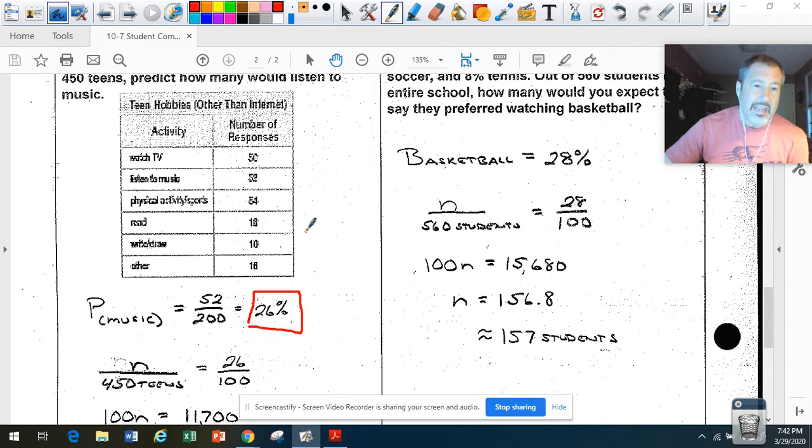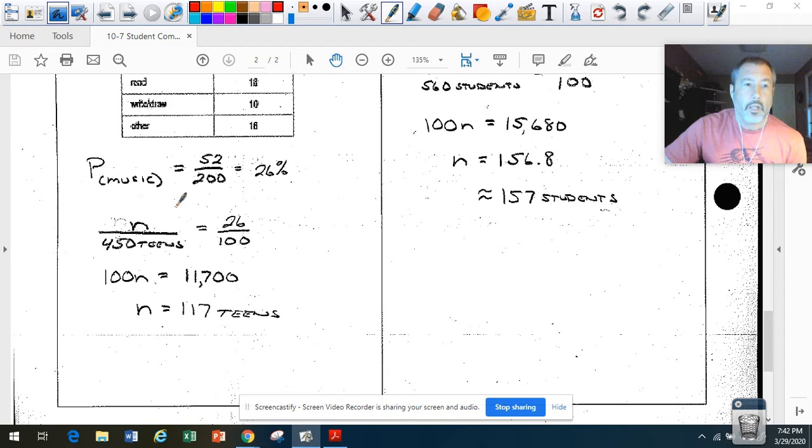So if we're saying, hey, what if we had 450 of those kids? Okay, so our total teens that we're talking about now is 450. So all we're doing, we have our N, that's our number of teens. We do not know how many are going to listen to music out of the 450, but we know this is going to be 26 over 100, which is 26%. So all we need to do is just cross multiply here. You go N times 100 is 100N equals 450 times 26 is 11,700.